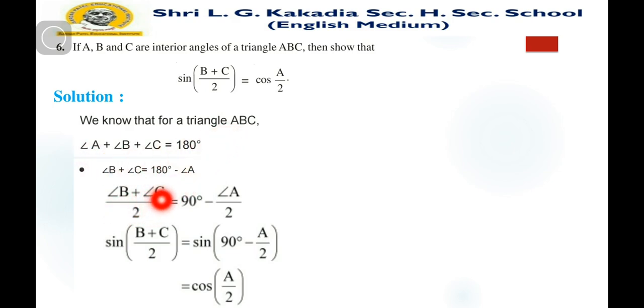So here angle B plus angle C, we divide both sides by 2. So angle B plus angle C upon 2 is 180 by 2, that is 90, minus angle A by 2. Let us put sine on both sides: sine of (B + C)/2 and sine of (90 - A/2). We know that for 90 minus A by 2, we take its complementary, cos A by 2. Hence we can prove it.